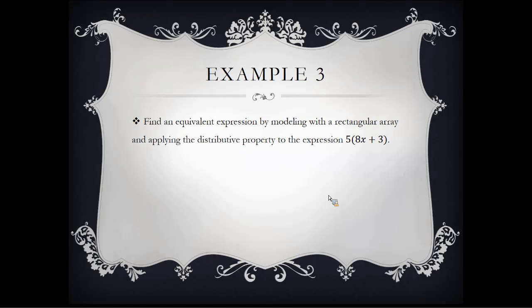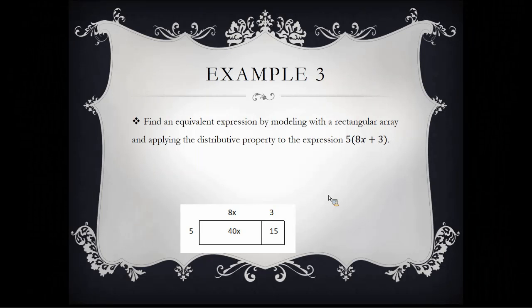Example 3. Find an equivalent expression by modeling with a rectangular array and applying the distributive property to the expression 5 times the quantity 8x plus 3. So we need to figure out some equivalent expressions. First, let's look at the rectangular array. We have 5 times 8x, 5 times 3. Well, 5 times 8x gives us 40x. 5 times 3 gives us 15.